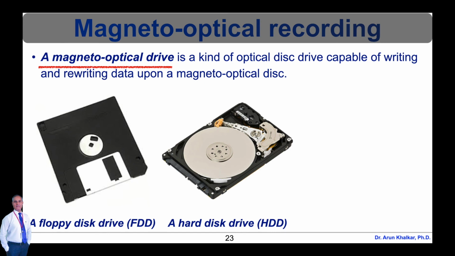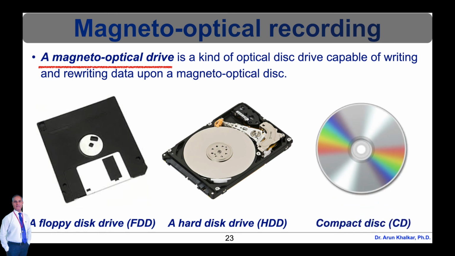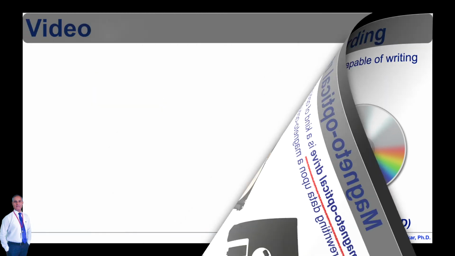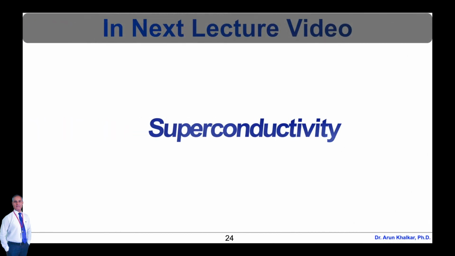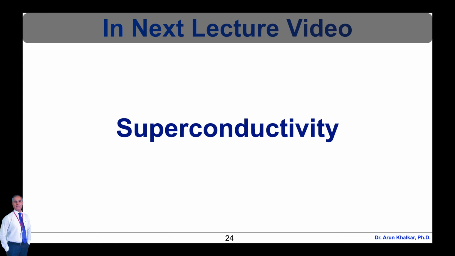HDDs are a type of non-volatile storage, retaining stored data even when powered off. Hard drives use magnetic memory to store gigabytes and terabytes of data in computers. Here are some pictures of a floppy disk drive, hard disk drive, and compact disk. This is all about magnetism, its basic terms and a few applications. In my next lecture video, I will discuss the next topic from unit number 5, which is superconductivity.